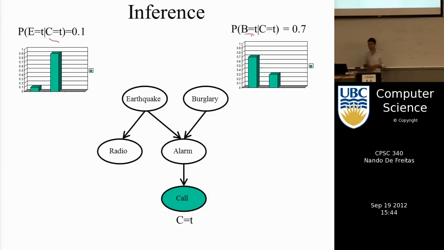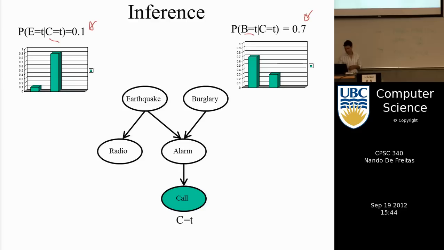But when you get a call, then chances are that there was either a burglary or that there was an earthquake. And initially, you might use just the tables of the graph, the probabilities, to compute that. We're going to learn on Friday how to compute these probabilities. How to automatically compute the probability that there's been a burglary, or that there was an earthquake.